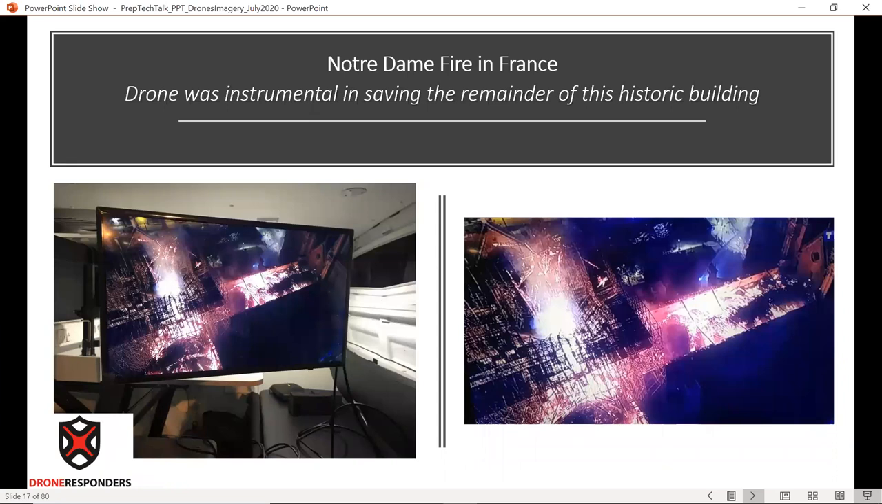Here you can see another indication of a drone view from the Notre Dame fire in France. They were able to use drones in this case to significantly help in locating where to make the best attack for suppression to prevent the fire from spreading into the other parts of the cathedral.